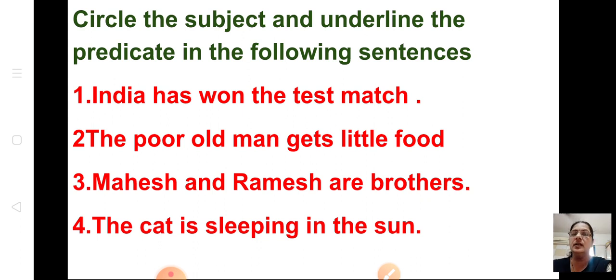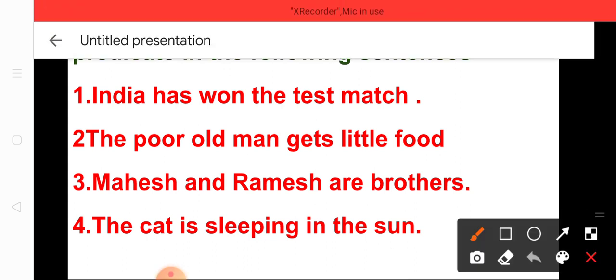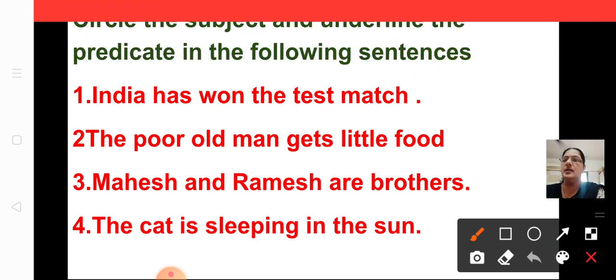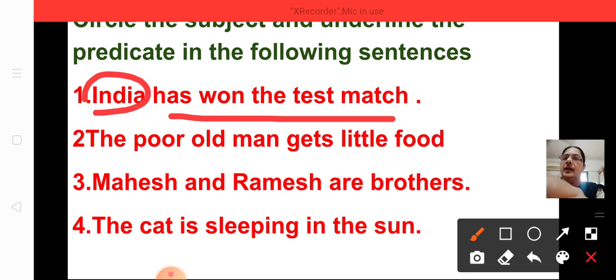Now circle the subject. Okay. Circle the subject and underline the predicate in the following sentences. First sentence. Shall we do this? Okay. Now, "India has won the test match." Now circle the subject. Circle the subject. This is the subject. India is the subject. "Has won the test match" is the predicate.